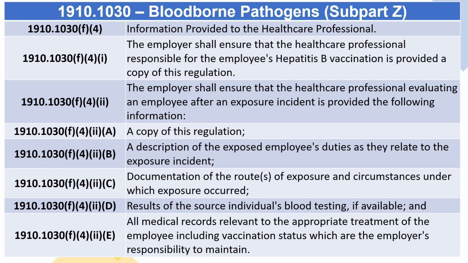1910.1030(f)(4)(ii). The employer shall ensure that the healthcare professional evaluating an employee after an exposure incident is provided the following information. 1910.1030(f)(4)(ii)(A) through (E). A copy of this regulation. A description of the exposed employee's duties as they relate to the exposure incident. Documentation of the routes of exposure and circumstances under which exposure occurred. Results of the source individual's blood testing, if available. And all medical records relevant to the appropriate treatment of the employee, including vaccination status, which are the employer's responsibility to maintain.